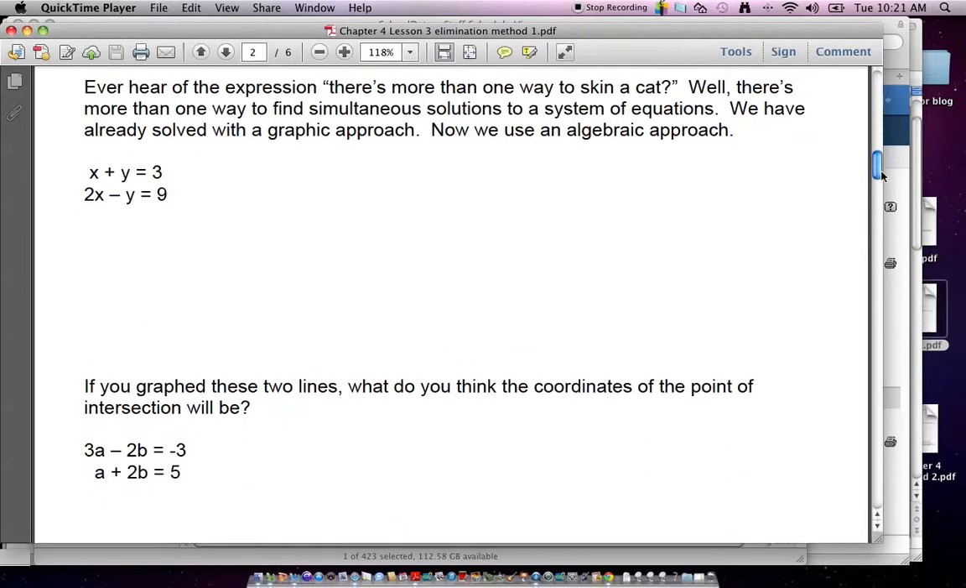All right. Ever hear of the expression, there's more than one way to skin a cat? Never heard of that, huh? It's an old-time expression. It was pretty popular when I was a kid. You hear it every now and then. What it means is something like this.